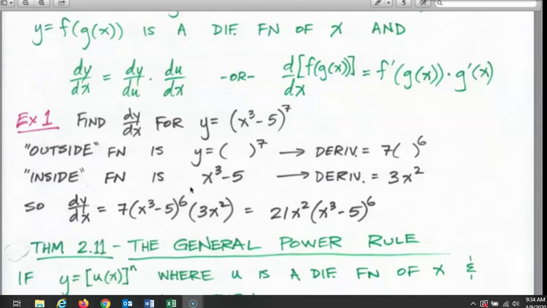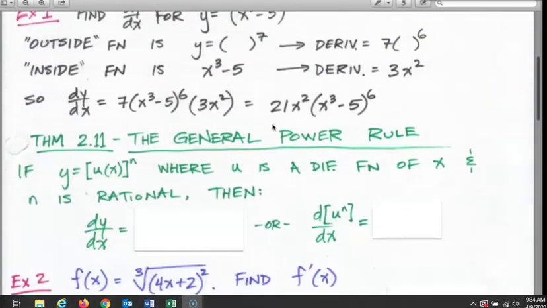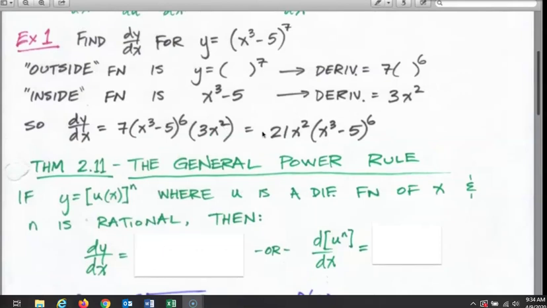It works here pretty cleanly because we have something raised to a power, and it looks like we can use the power rule on that, but the chain rule will work for things that aren't raised to a power, like the sine of 5x or something like that. Okay, so this example 1 here is an example of what we will call the general power rule.